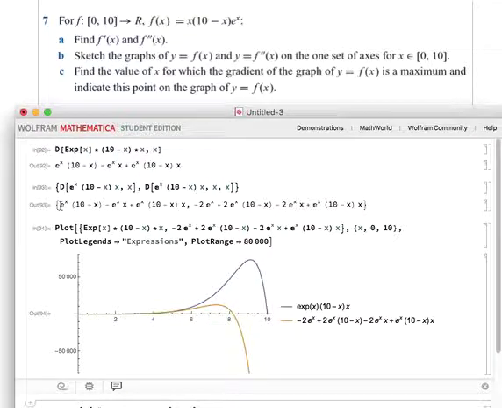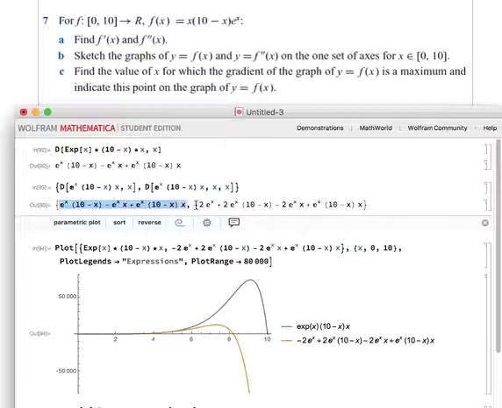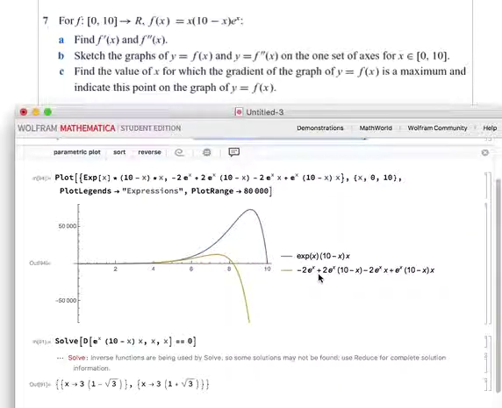Here we had the first derivative and the second derivative, which were the answers to part A. This is the answer to part B. Then part C says find the value for which the gradient of the graph is a maximum. Now this happens when the second derivative is 0, so at the point of inflection.